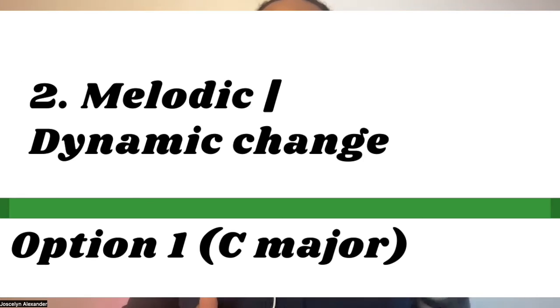Love that. This is the second of your group D technical studies, melodic dynamic change. One, 2, 3, 4. Climb up the mountain, then walk back down again. Climb up the mountain, then walk back down again.